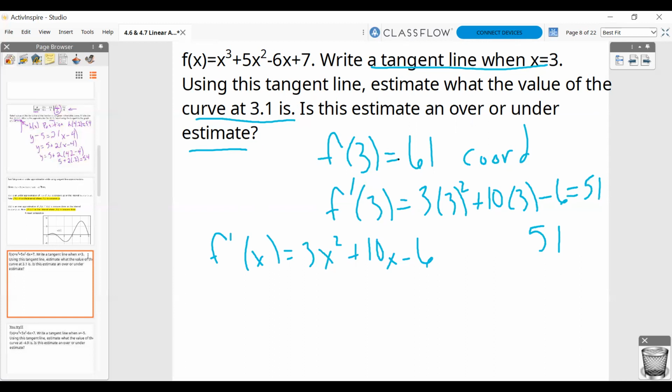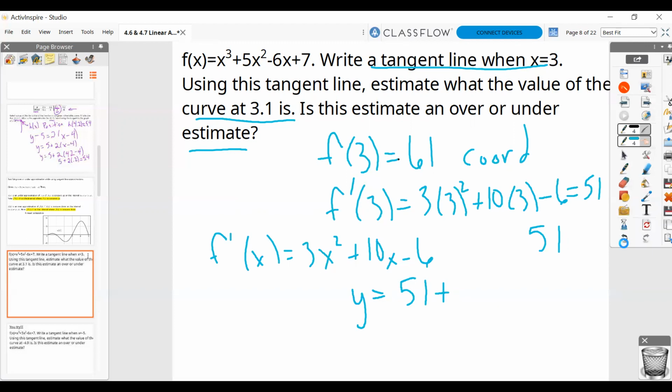From there, we need to actually write our tangent line. So this would look like y equals, or we can deal with f of x or whatever you want to deal with here. Oh, sorry, my bad. It would be 61 plus 51 times x minus 3. So notice this is my slope.